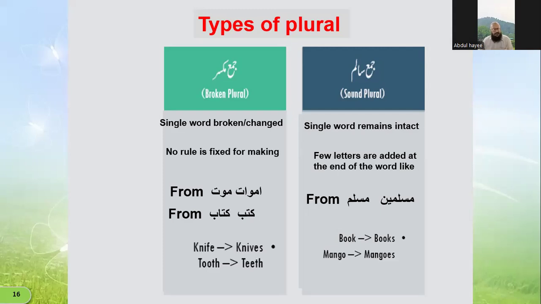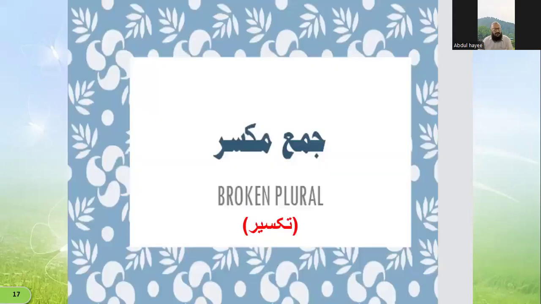We have the same in English. From knife, we don't say knifes, we say knives. From tooth, we don't say tooths, we say teeth. So these are the different patterns of a different language. So Jama Mukassar is called broken plural, or Jama Taksir.